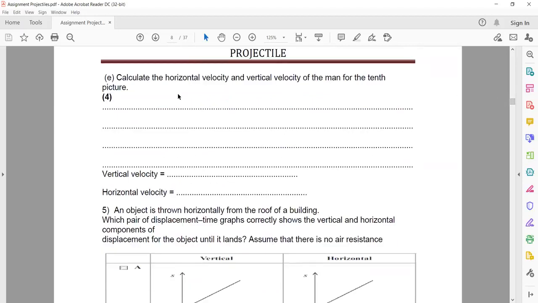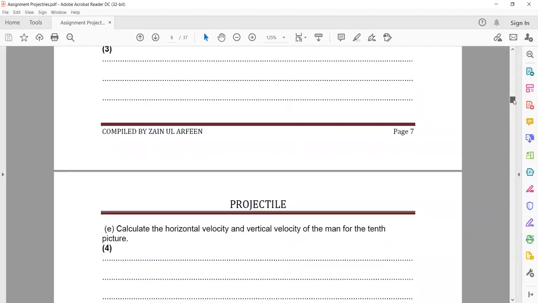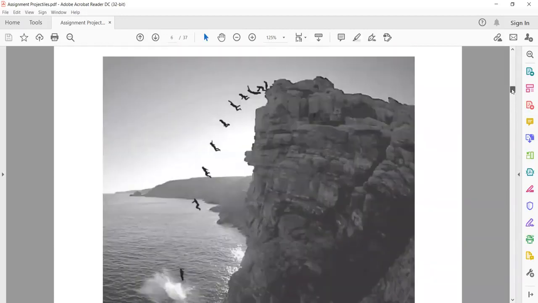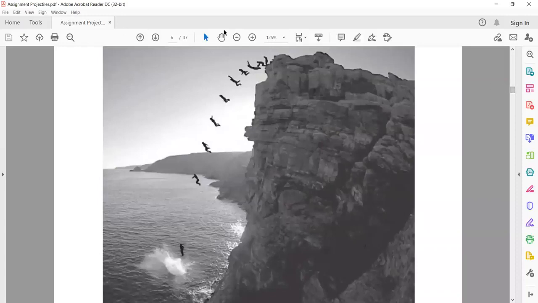Calculate the horizontal velocity and vertical velocity of the man for the 10th picture. So we need the horizontal and vertical velocity of the man for the 10th picture. So already we have, we know this vertical distance is 30 meter, and the horizontal distance we calculated, that's 12 meter. And the time it took to fall from the second to the 10th picture is 2.47 seconds.